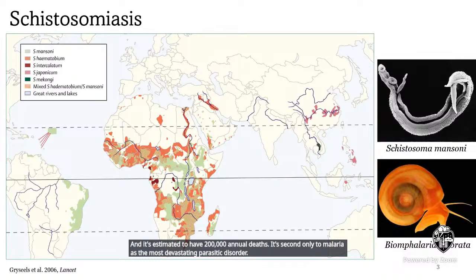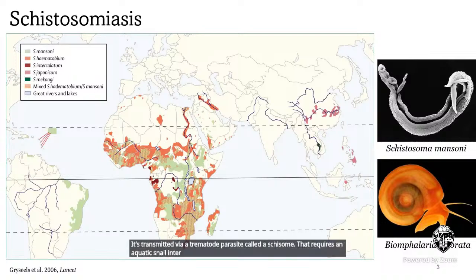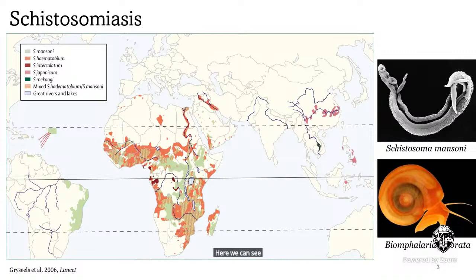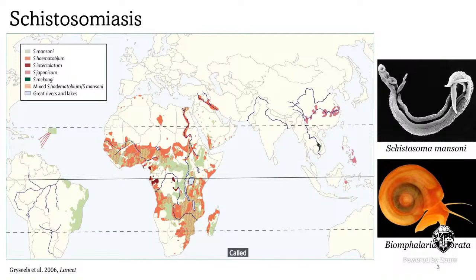It's transmitted via a trematode parasite called a schistosome that requires an aquatic snail intermediate host prior to infecting a human host. Here we can see the distribution of the different schistosoma species. I study the species outlined here in green called Schistosoma mansoni. It's prevalent in Africa and parts of Latin America. And we study one of Schistosoma mansoni's intermediate hosts called Biomphalaria glabrata.